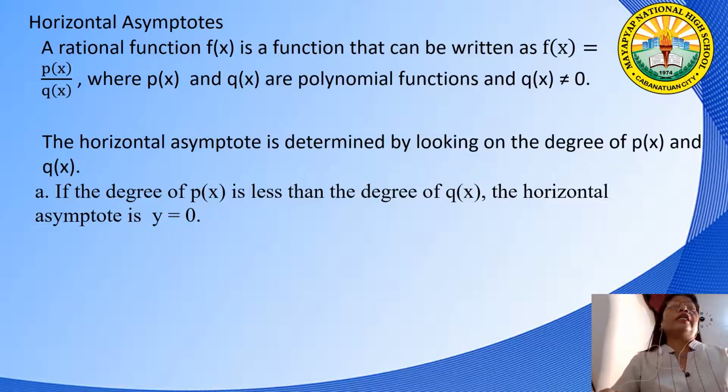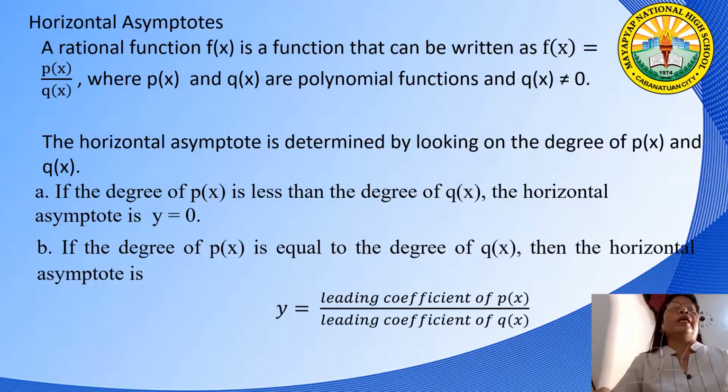So, there are three cases that you need to consider. First, if the degree of p of x is less than the degree of q of x, the horizontal asymptote is y equals 0. Second, if the degree of p of x is equal to the degree of q of x, then the horizontal asymptote is y equals the leading coefficient of p of x over the leading coefficient of q of x.